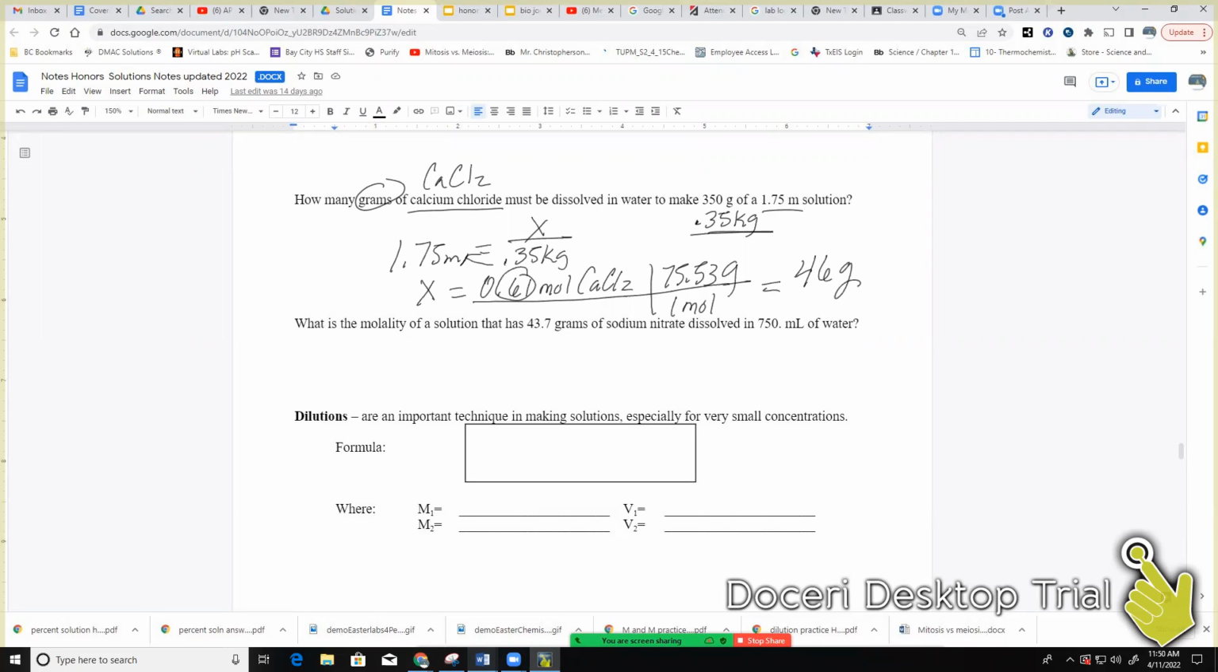I don't really ever use this concentration strength. It's not very common, but we get to learn it anyway.